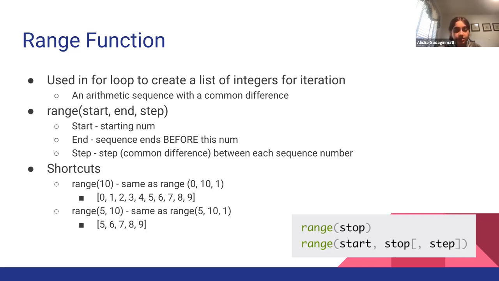And then some shortcuts, like I said, range 10, which is the same as range 0, 10, 1. These are different ways to have either one number, two numbers, or three numbers. You don't necessarily always need three numbers because it's just a little annoying. This will iterate through the list from 0 to 9, and range 5, 10 will iterate through the list 5 times, which gives you 5, 6, 7, 8, and 9, not including 10.